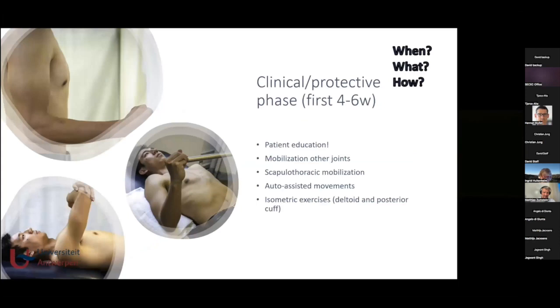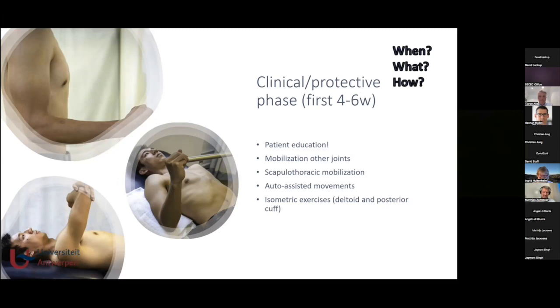As said before, during the first phase, the physiotherapist has a coaching role. Education is thus extremely necessary. The protective phase usually takes up to 4 to 6 weeks, where we should be really careful with the soft tissue structures that need to be healed. Usually, the patient wears a sling to protect the soft tissues. Things we can do with our patient, except for this education, are, for example, auto-assisted movements in the safe zone, mobilizations of the other joints, such as hand, wrist, elbow, and neck, scapulothoracic mobilization, and isometric exercises of the deltoid and posterior cuff.